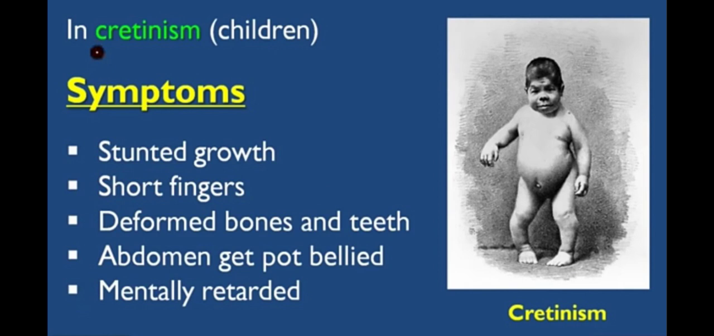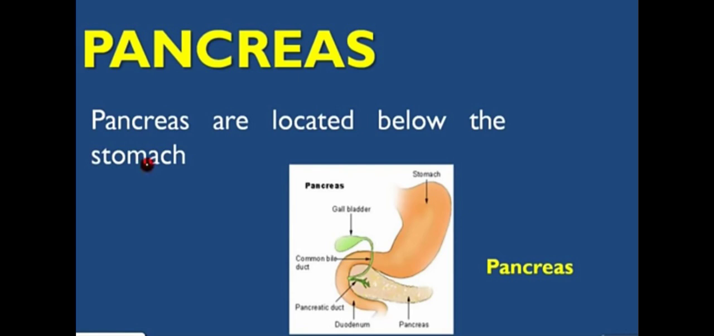So this is what we learned about thyroid gland. Now we will study about pancreas. Pancreas is located below the stomach. As you can see here, the pancreas and the pancreatic duct are there, and the pancreas is located here.